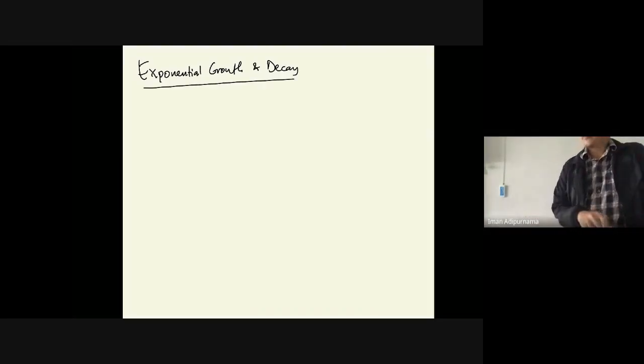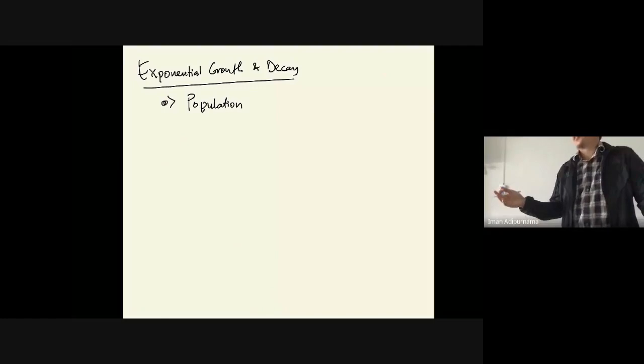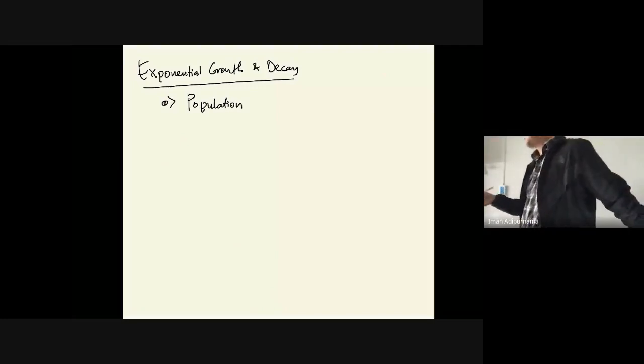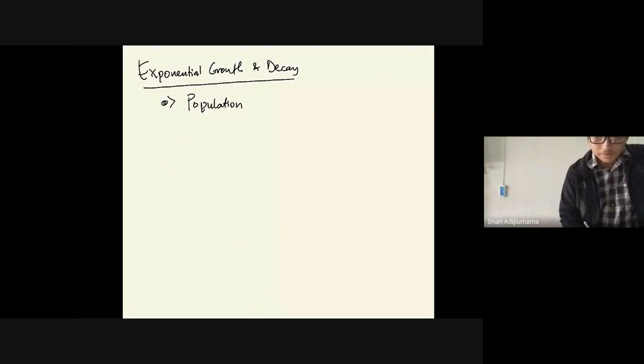But let me go into the exponential first. It can be used mostly in populations, to determine populations. If you go for statistics, you will learn how to predict 20, 30 years from now how much population there will be in Taiwan or the world or some country, and how the growth rate will be. So it's populations, and the other is radioactive decay.